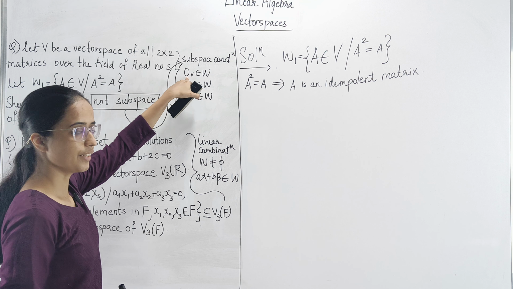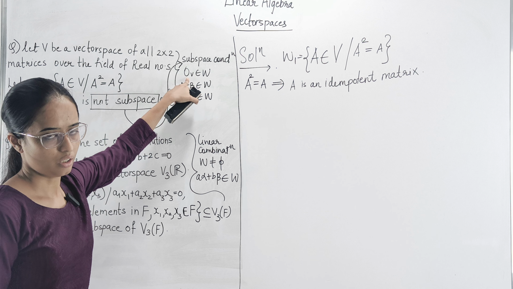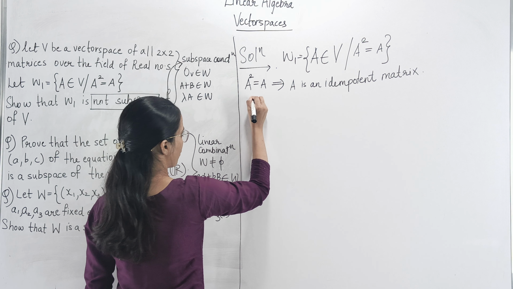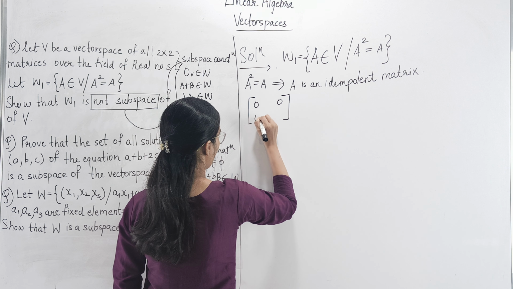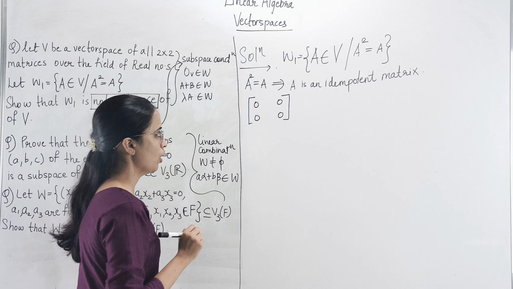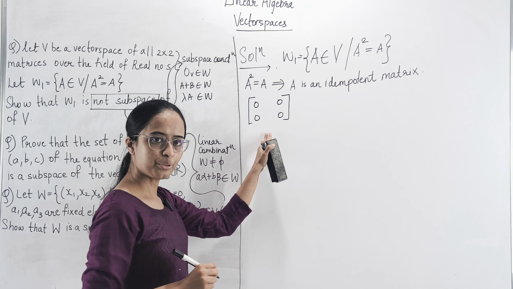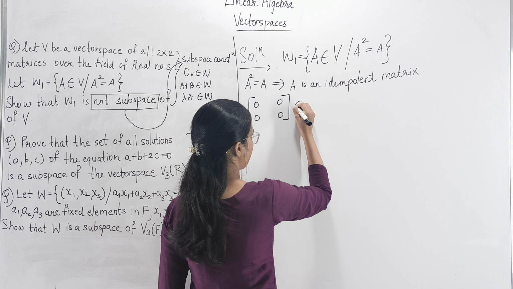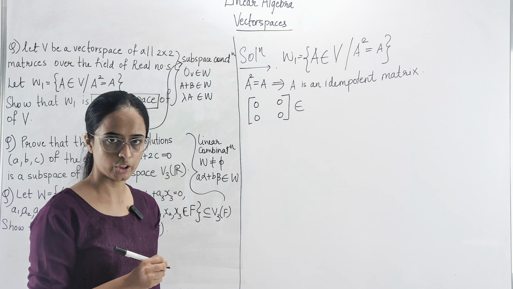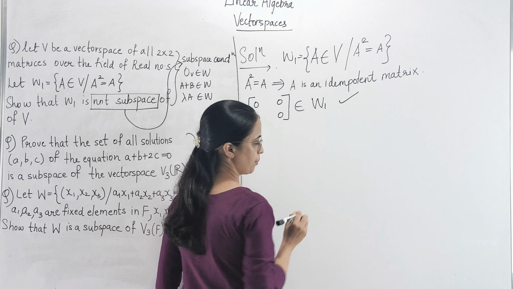Now here it is said according to the first condition, your zero vector must belong to the given subspace. तो अगर हम 2 cross 2 का जीरो वेक्टर ले ले तो वो सिंपली यही होगा, all the entries would be 0. और अगर हम इसका स्क्वायर लेते हैं, right, so we are again going to get this same matrix only. So it is very much clear that this particular matrix, the zero matrix, belongs to W1. So इधर तो कोई प्रॉब्लम नहीं है.